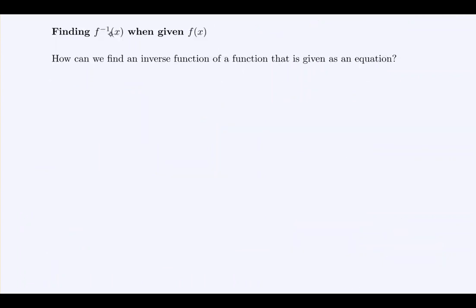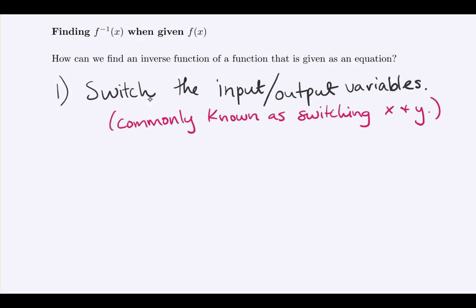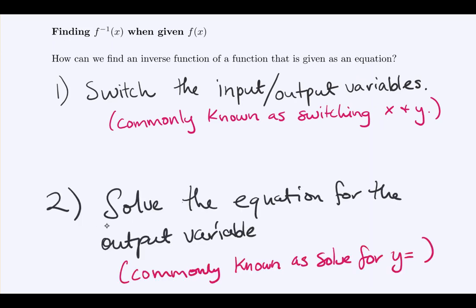So how do we find f inverse if we're just given the equation for f? And we can do this with a few simple steps. Step 1 would be to switch the input and output variables, which is commonly known as switching the x and y. Once you've done that, step 2 would be to solve the equation for the output variable, which is commonly known as solving to get y equals by itself. Whenever you get this expression, this is your f inverse of x, whatever it's equal to.